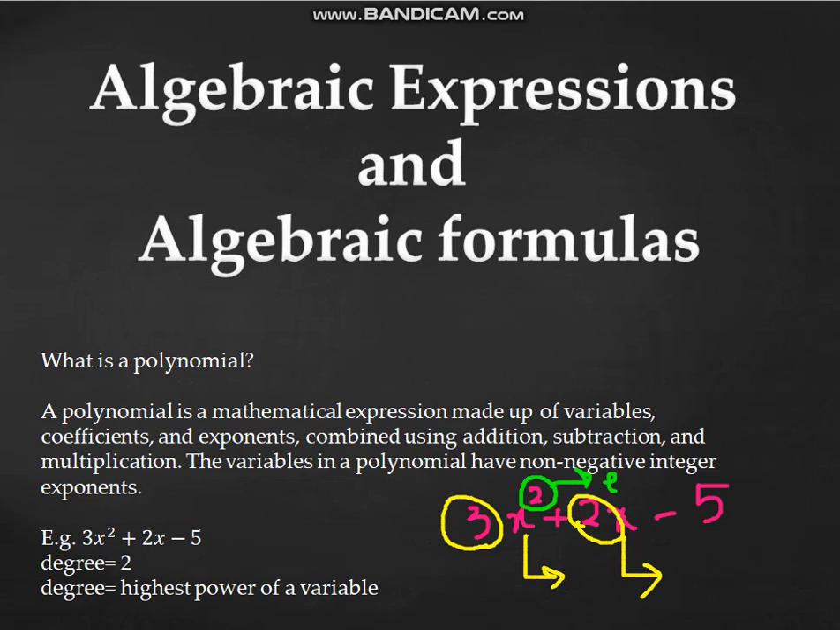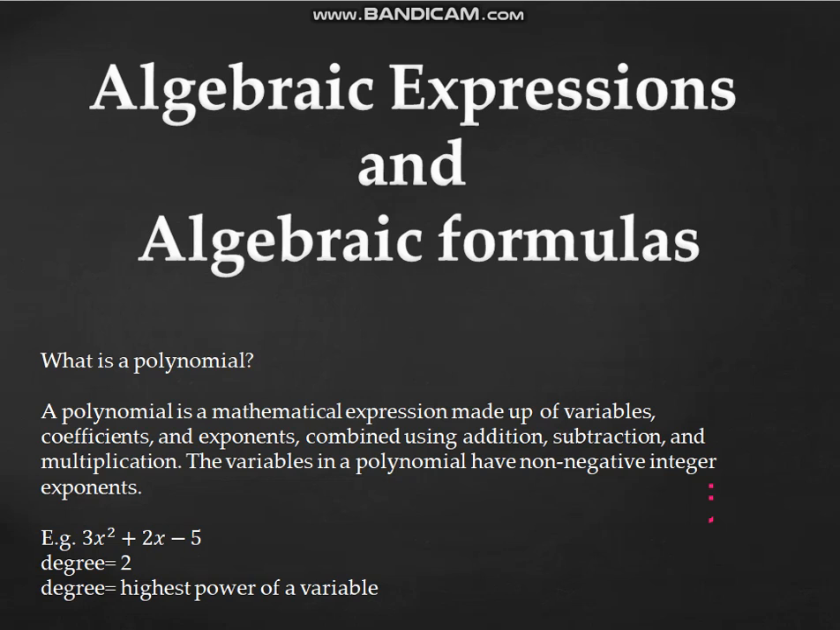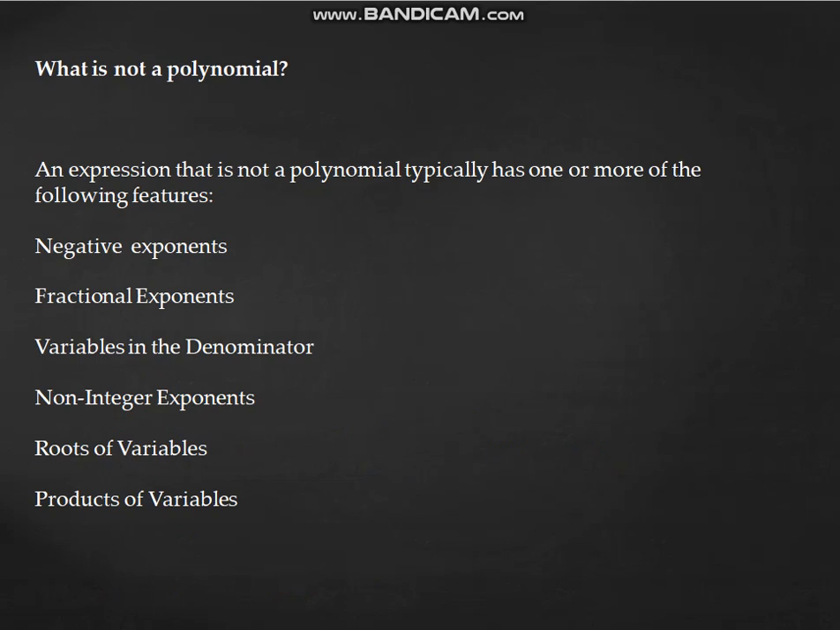So that's what a polynomial is. Now let's see what a polynomial is not. Let me erase everything first. Okay, so everything is nicely erased now. Now let's get to what is not a polynomial. An expression that is not a polynomial typically has one or more of the following features, which means a polynomial does not have any negative exponents.